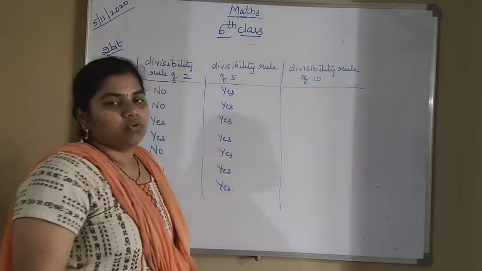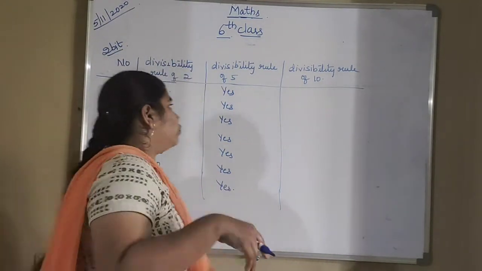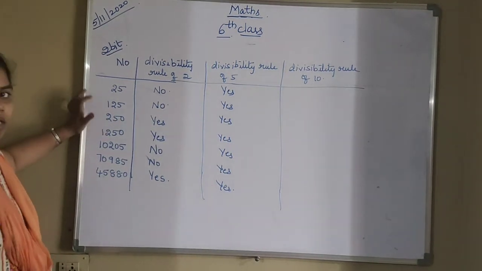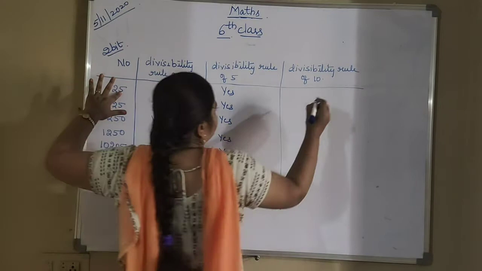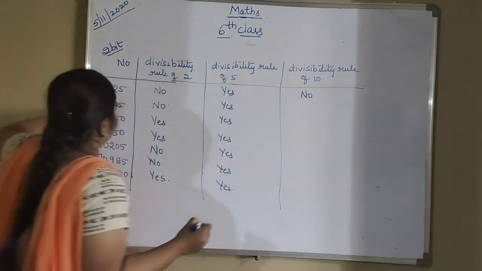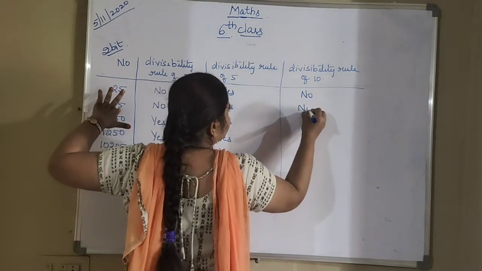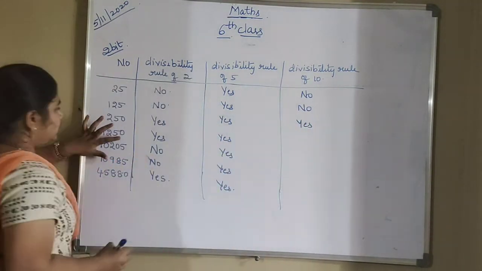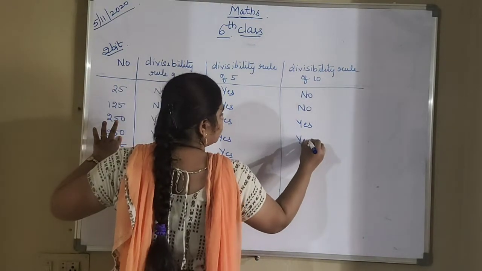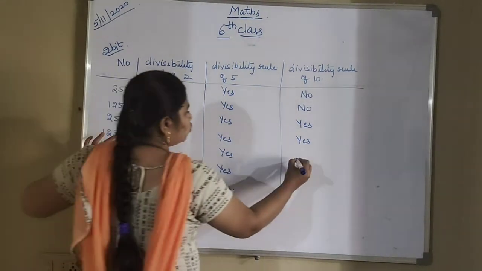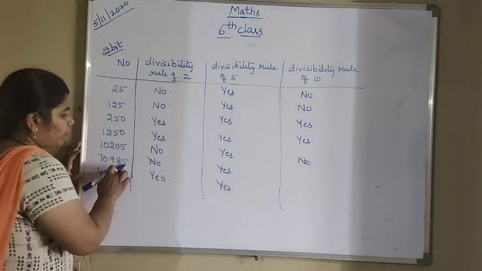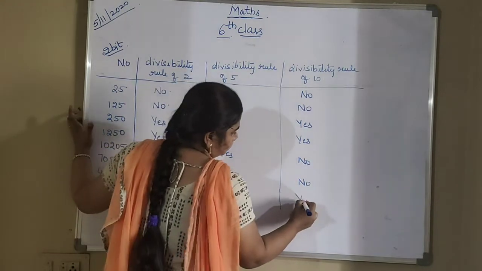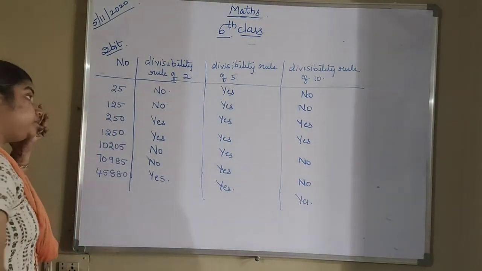Now coming to divisibility rule of 10. So what is the rule of 10? Last digit should be 0. So where 0 will be there in the last digit, that will be divisible by 10. So this is 5, no. 5, no. 0, yes. 0, yes. 5, no. 5, no. 0, yes.